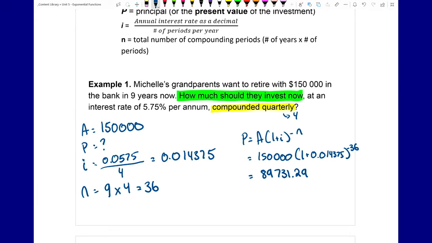That means if we wanted to retire with just this account at this specific interest rate, to have $150,000 at the end of 9 years, we would need to invest into that account $89,731.29.